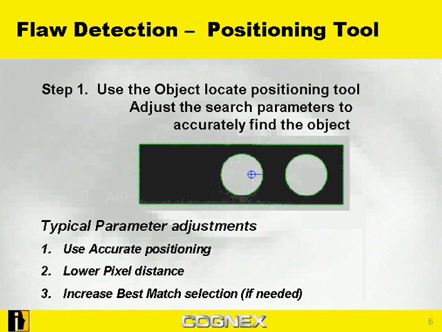The first step, of course, is drawing the object locate positioning tool. I say the object locate positioning tool because we are going to be using some precision placement of our tool, and we will need more accuracy than what a blob tool would give us. So my choice here would be the object locate positioning tool. Some of the typical parameter adjustments would be use accurate positioning, lower the pixel distance, and if needed, increase your best match selection. You'll notice on the image right here we also have an orientation. We will absolutely need that for rotational information.